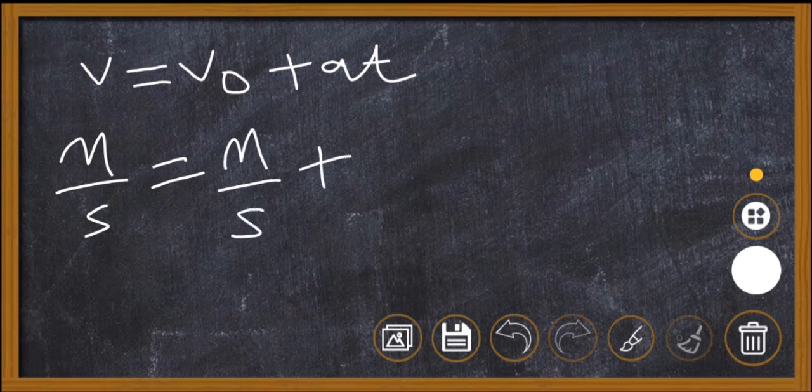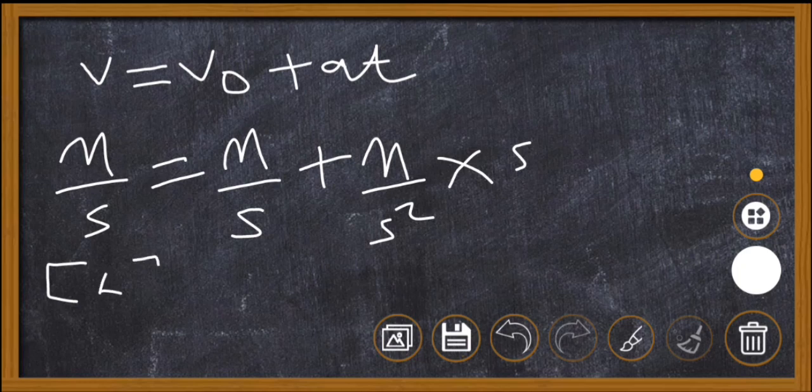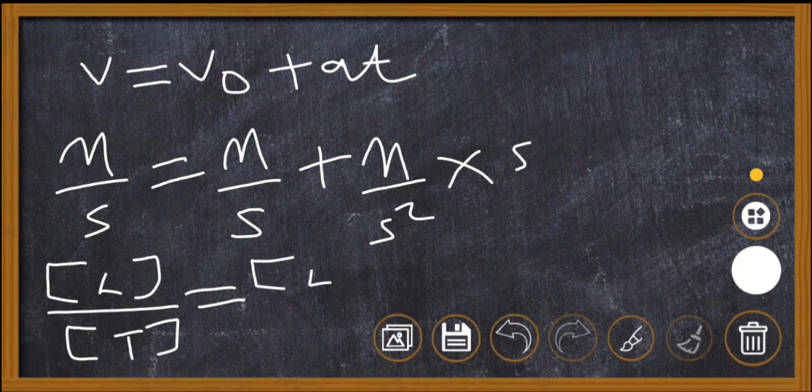Plus acceleration, we know the units are meters per second squared. And then here we are multiplying with time, which is represented by seconds. Now let's write the dimensions for this. We know that meters are represented by dimension L, capital letter L, over the second here, which is time, and we know that time is represented by capital letter T. So where there is M here, we are going to replace with capital letter L, over time, which is T.